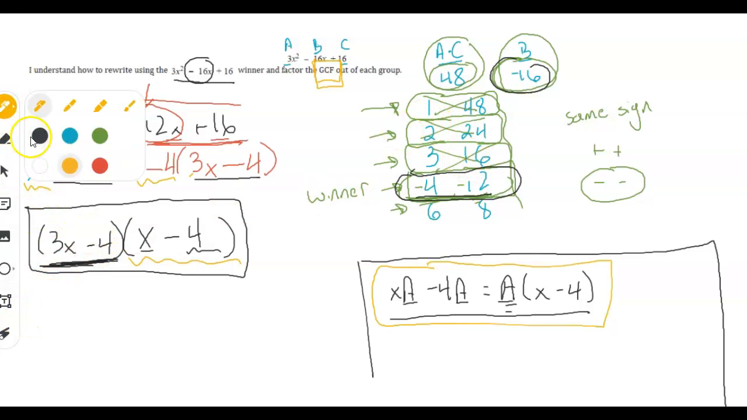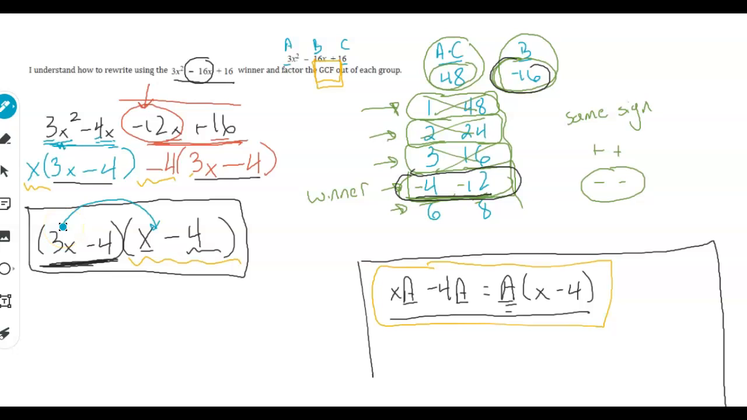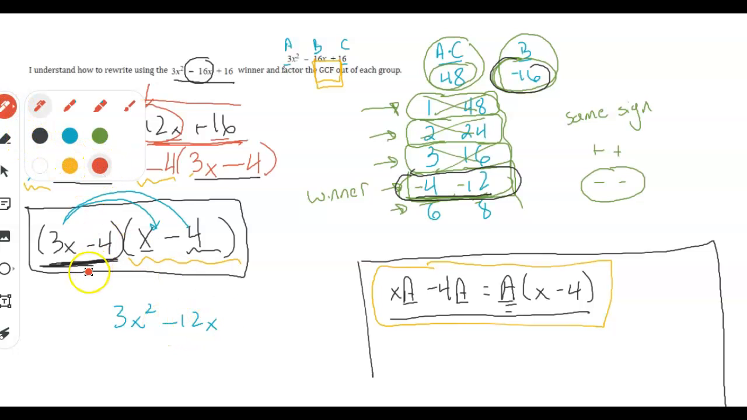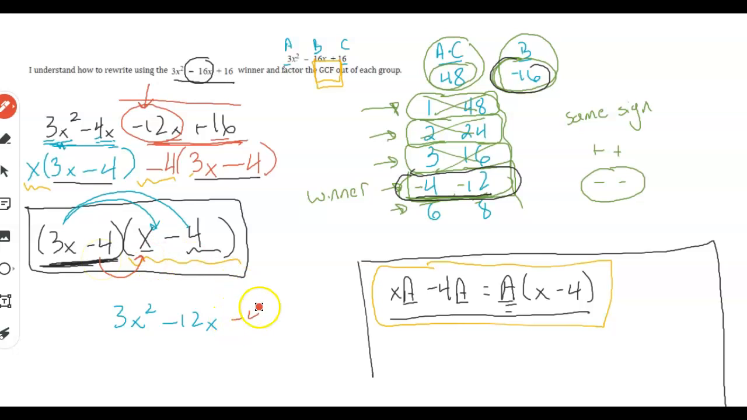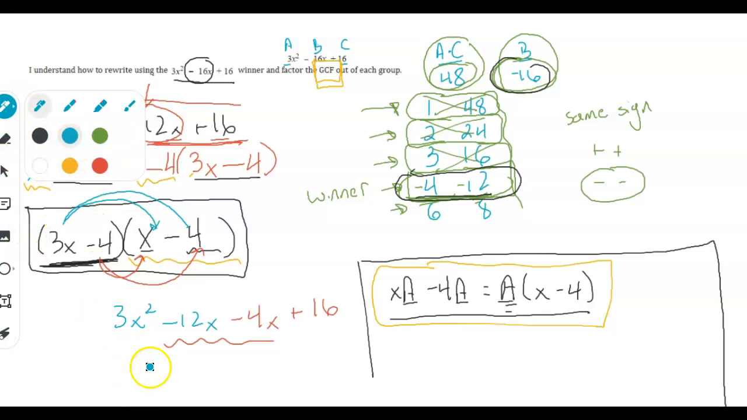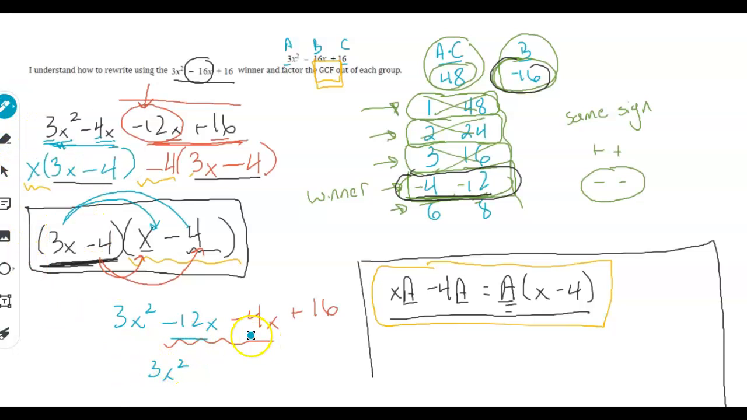Now if I wanted to check my work, I would then take this times this, that's 3x squared. I would take 3 times negative 4, which is negative 12x. I would take negative 4 times x, which is negative 4x. Negative 4 times negative 4 is positive 16. These are like terms, so I end up getting 3x squared. These guys are friends. They make negative 16x plus 16. So I'm not wrong. If I multiply these two things together, I do get this thing back again, so this is the factored form.